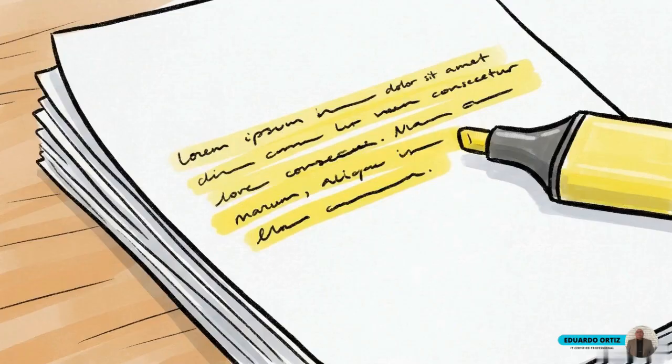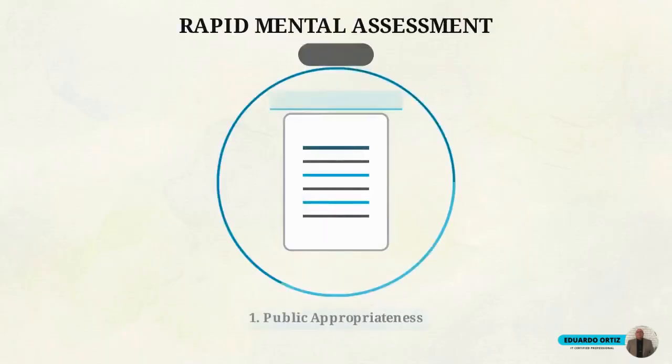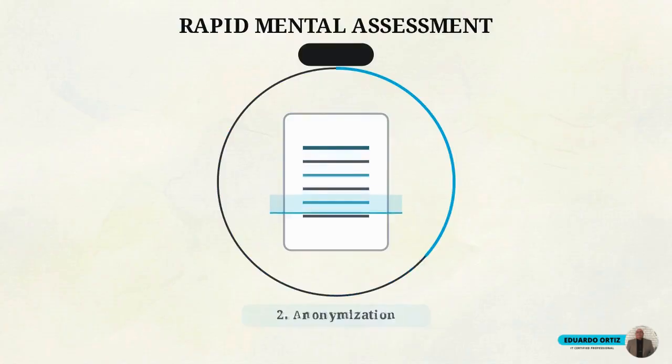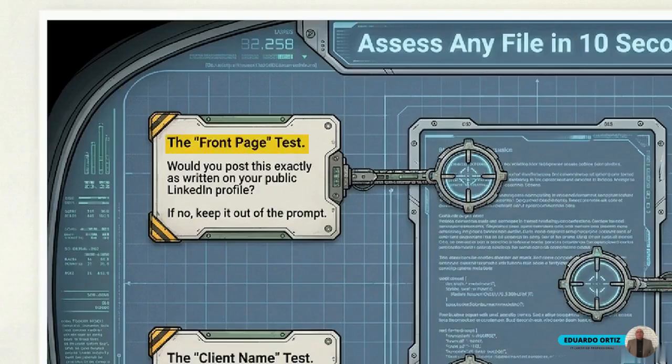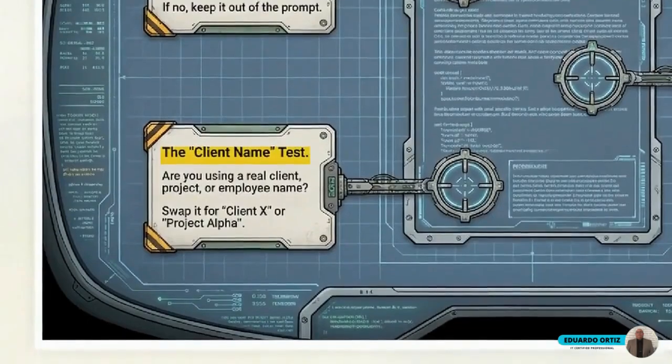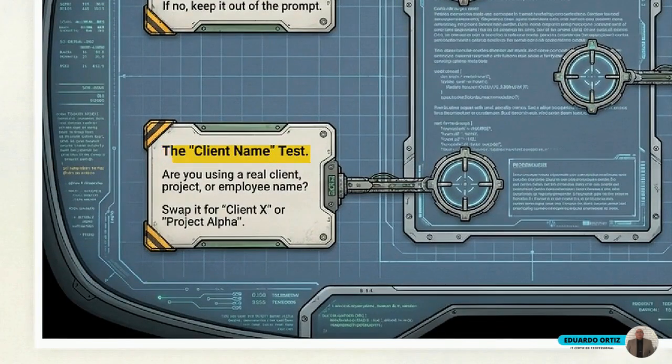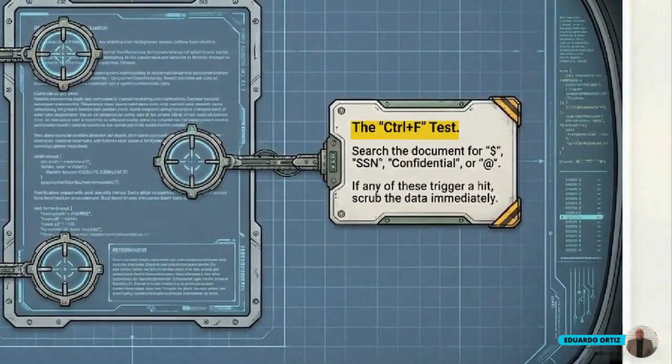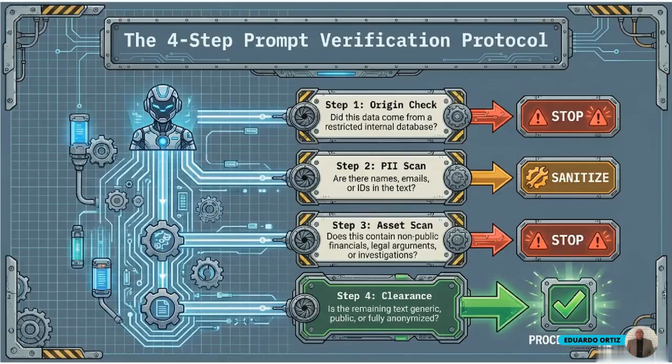Now that you know what to look for, you need a way to spot it quickly. Run your draft through a rapid 10-second mental assessment before you begin formal sanitization. Look at the front page test. Would you post this exactly on LinkedIn? If no, keep it out. Next, the client name test. Swap real names for placeholders. Finally, the Control F test. Search for $, SSN, or @ symbols. If found, scrub immediately. Complex documents require a formal verification process.